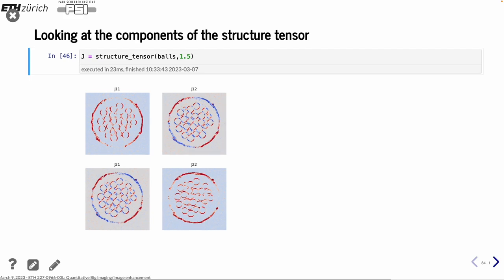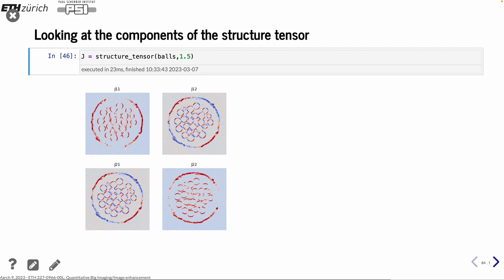So looking at the components of the structure tensor, the J11 and J22 look very much like the gradient in x and y direction, which is natural. It's the absolute value of them, a little bit smooth. But the J12 and J21, there you can see first that you have positive and negative values, and you can also see that you have some orientations in it.